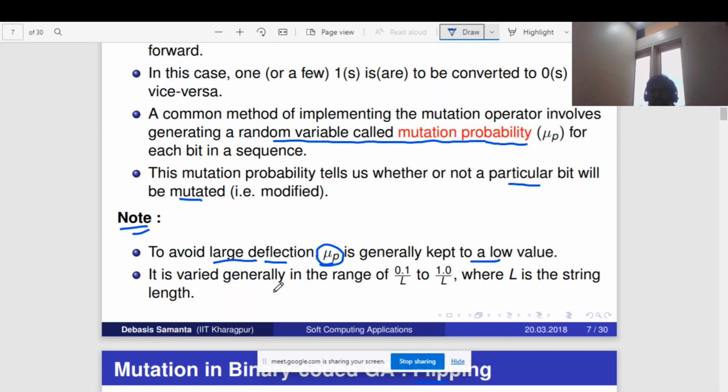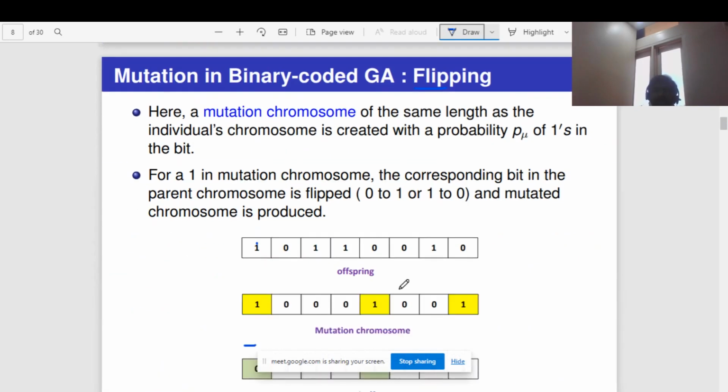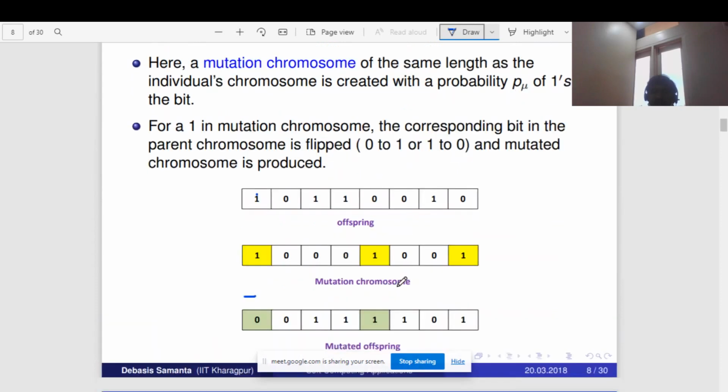Okay, and it will be in the range of 0.1 by L to 1 by L. So where this mu p lies in the sense, it will be between 0.1 by L and 1 by L, where L is the length of the chromosome. Okay, if the length of the chromosome is 10, then this range will be 0.1 by 10 to 1 by 10, right? So this is how this technique works.